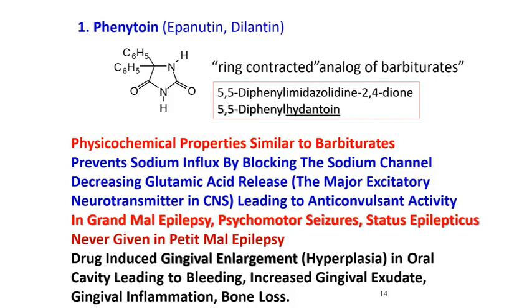It is used in grand mal, status epilepticus. It is never used in petit mal, never. Some side effects are known to occur during phenytoin treatment: the gingival enlargement, sometimes bleeding, and loss of bone in the mandibles.